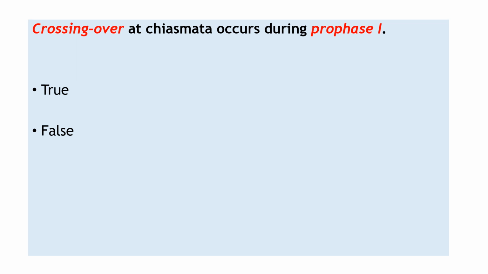So now we're going to read this question that is just a true or false question. Crossing over at the chiasmata occurs during prophase 1. Okay, so I have told you during the previous question that crossover takes place during prophase 1, so I already gave you the answer multiple times, and we're going to talk a little bit more about that. So we know that it's true, and we're going to define what crossing over is, what chiasmata are, and what the subphases of prophase 1 are. So let's do it together.